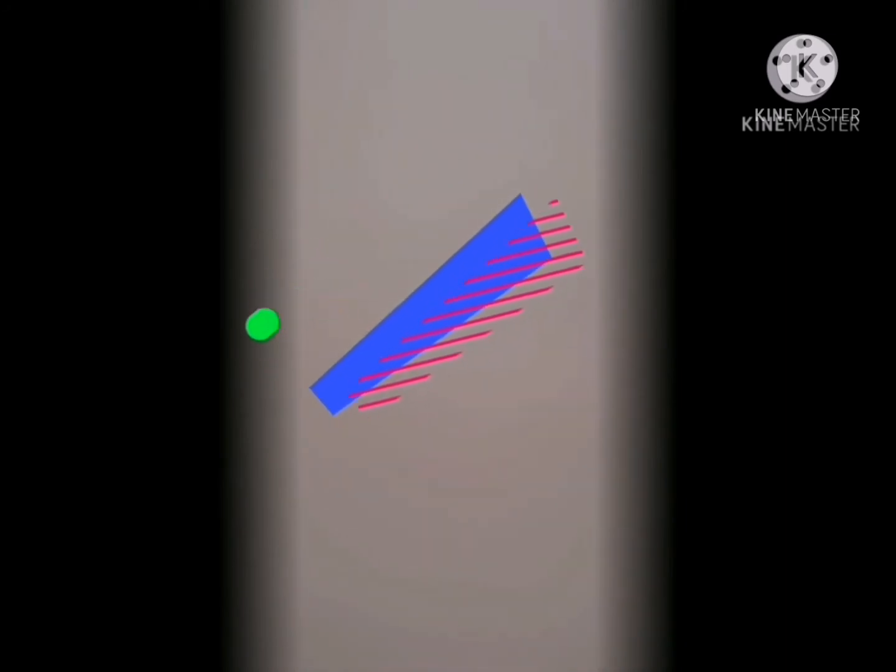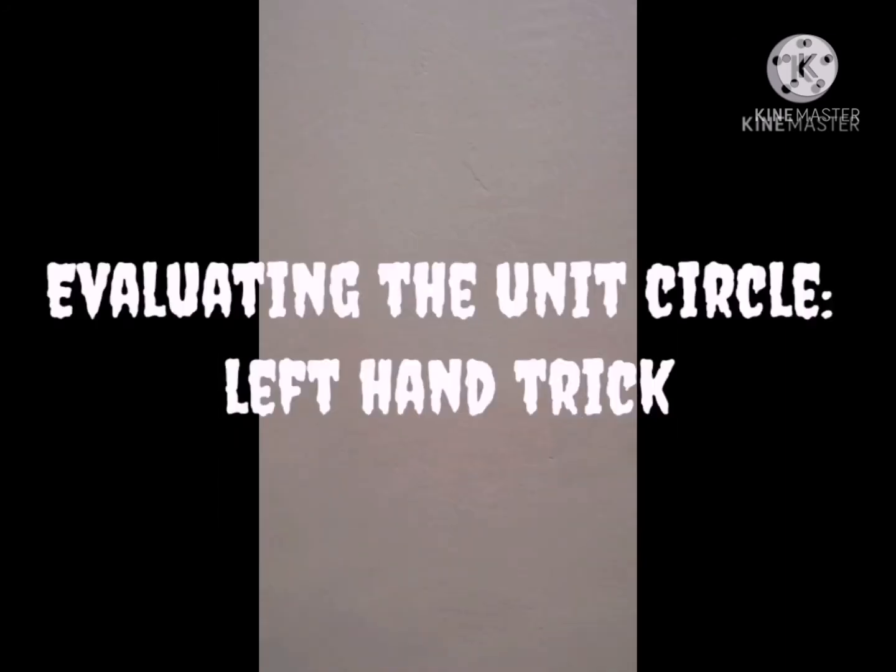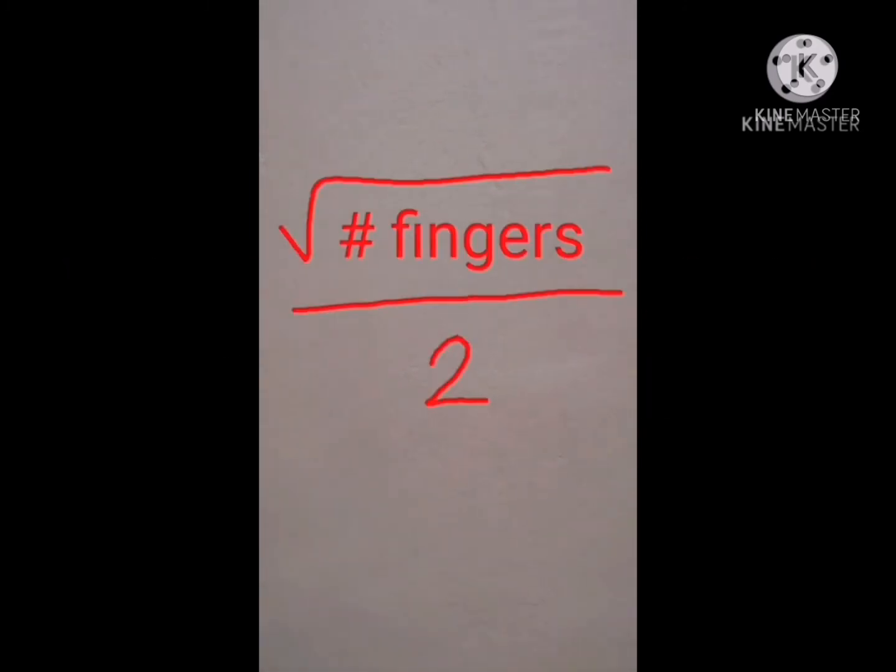Noong elementary tayo, ginagamit natin yung kamay natin to multiply. Ngayon, pwede rin natin itong gamitin to find the cosine, sine, and tangent of an angle. Evaluating the unit circle, left-hand trick. Ito yung gagamitin natin. Square root, number fingers, over 2.